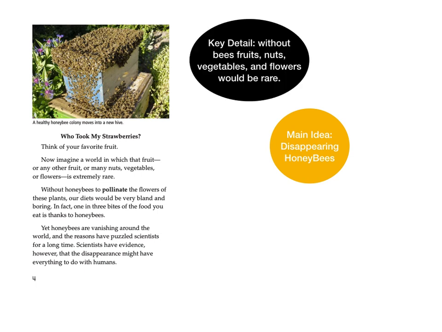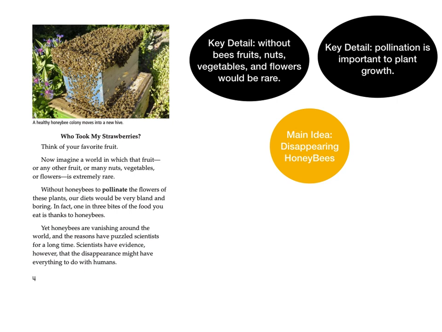So my first key detail is without bees, fruits, nuts, and vegetables and flowers would be rare. My next key detail I found was pollination is important to plant growth. So you see I'm just picking out things that are not complete sentences, but they are enough. There's a lot of detail in my key details.